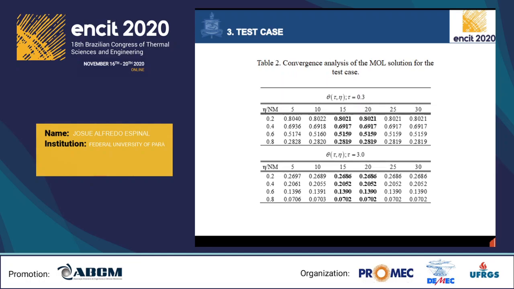Table 2 shows the convergence analysis of the dimensionless temperature using the method of lines. For dimensionless times and position values, note that with around 15 to 20 mesh points, the results are already converged to 4 significant digits in the analyzed cases, agreeing with the GITT solution.